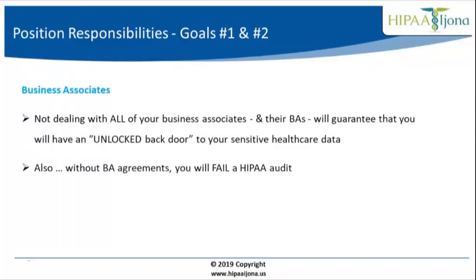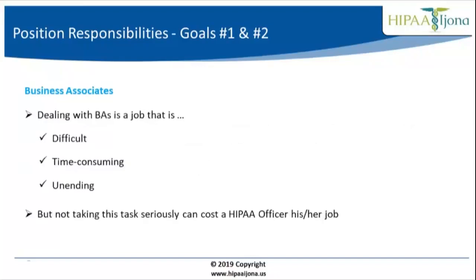And without BA agreements, you will fail an audit. Trust me on that. Think about it: an auditor can do something very simple. All they have to do is walk in and say, I want to meet the HIPAA Security Privacy Officer, and I want to look at all your BA agreements. And if you don't have any BA agreements, you're in trouble, because you are outsourcing stuff to other people, I'm sure. So dealing with business associates is a tough job. No question. It's time consuming, and it never ends. But if you don't take this seriously, it could cost you your job. If there's a breach down below there, you are in trouble.